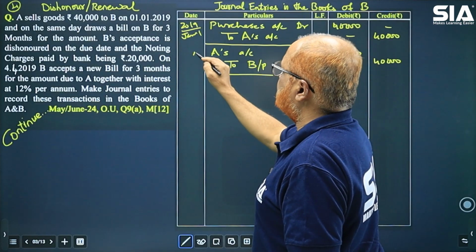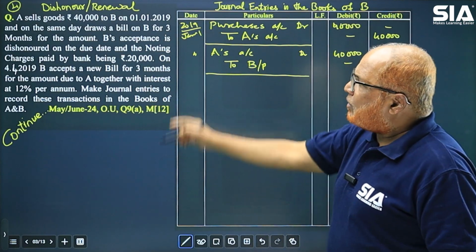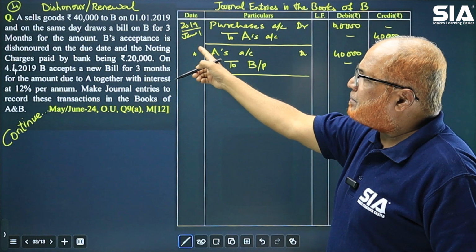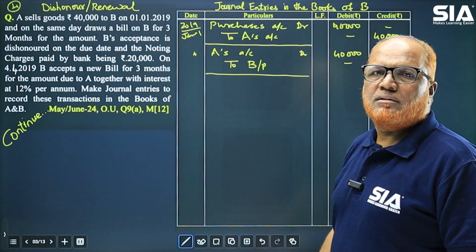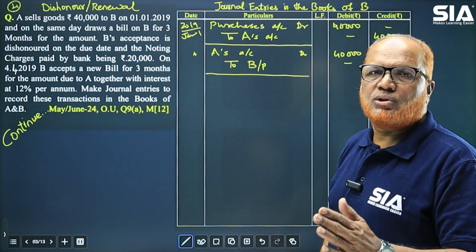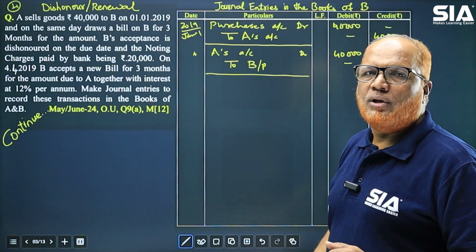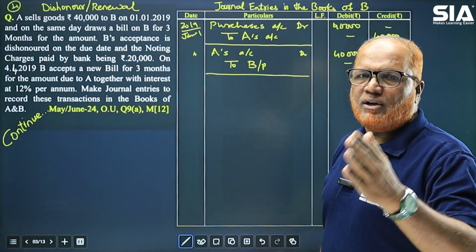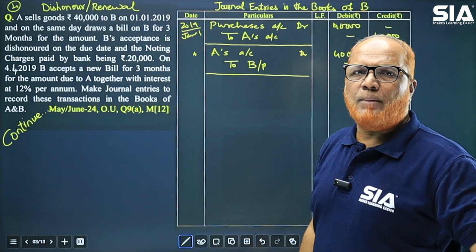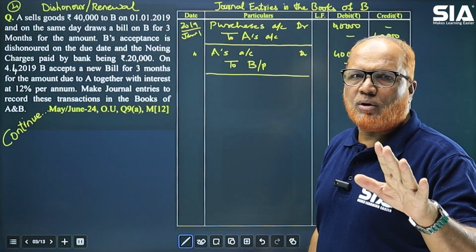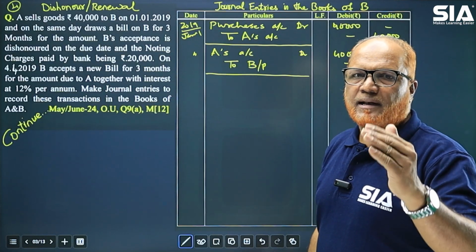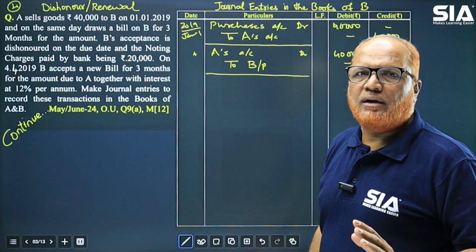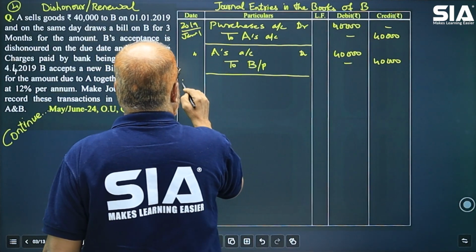That's all. Same date, 1st January. Now it is given that B's acceptance is dishonored on the due date. The due date is 4th April. I already told you, it is a 3 months bill: January to February, February to March, March to April, 1st April, 3 months more, but with 3 days grace. 1st, 2nd, 3rd, 4th is the due date. So April 4.